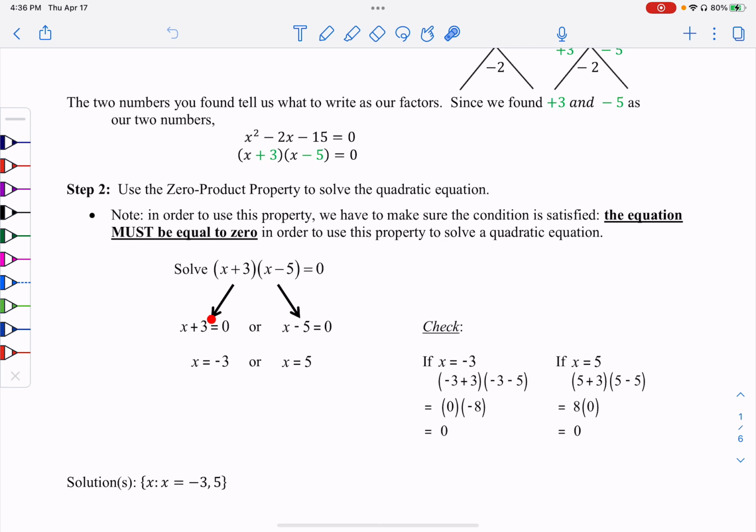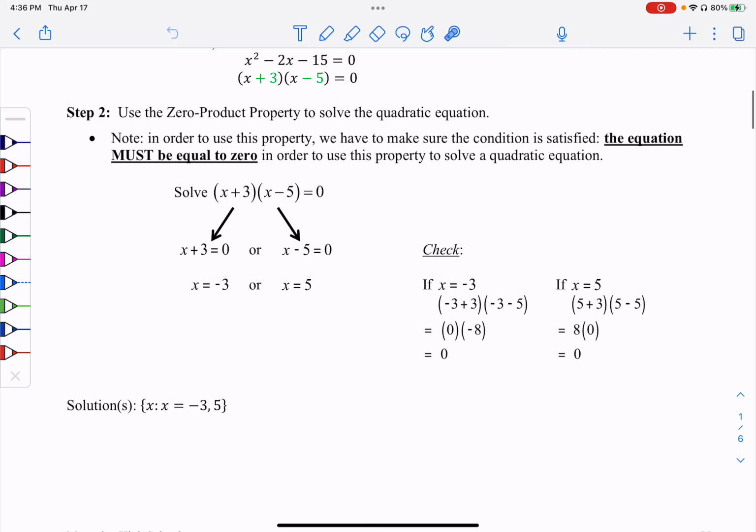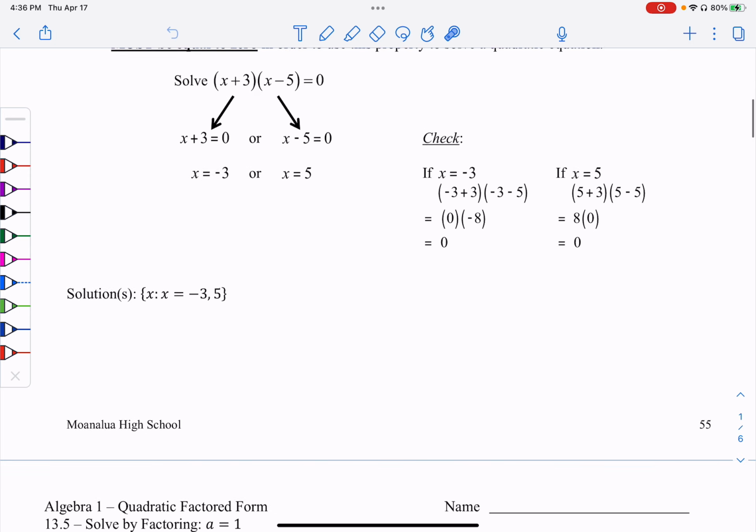So we're basically just doing the same thing we did. Zero product property. Solve each one. We got negative 3 and 5. And if you're graphing it, those would be the x-intercepts. Just like that, negative 3 and 5. You could check by substituting negative 3 and 5 into your solution, as usual, like we did before.